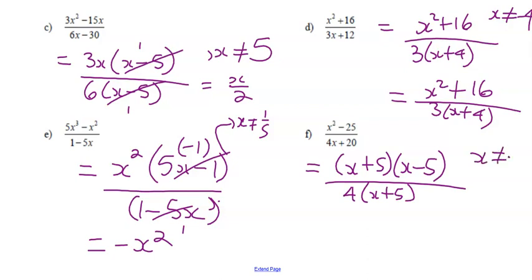Then restrictions. Then common factors. Cross something off, just write a little 1 there.